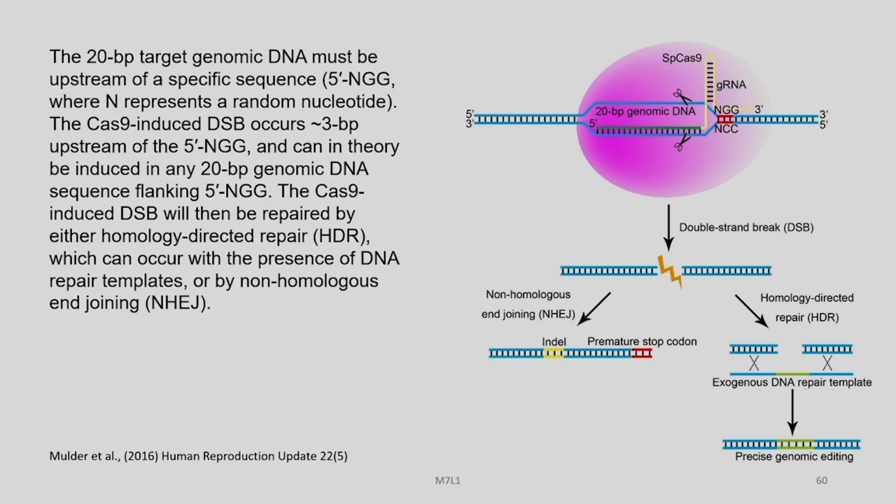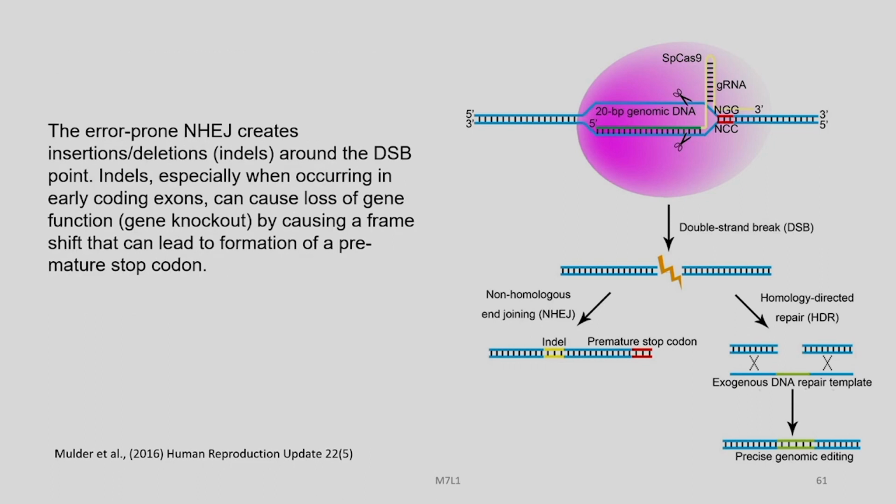The 20 base pair target genomic DNA must be upstream of a specific sequence, 5' NGG, where N represents any nucleotide. The Cas9 induced DSB occurs about 3 base pairs upstream of the 5' NGG and can in theory be induced in any 20 base pair genomic DNA flanking sequence. The Cas9 induced DSB will then be repaired by either homology directed repair, which can occur with the presence of a DNA repair template, or by the non-homologous end-joining method.